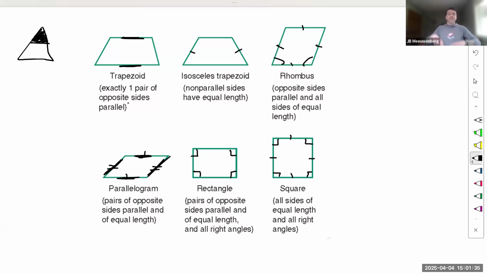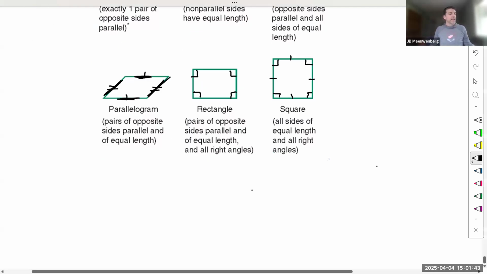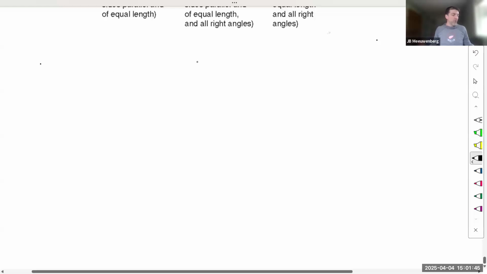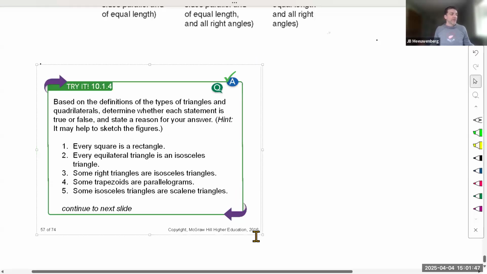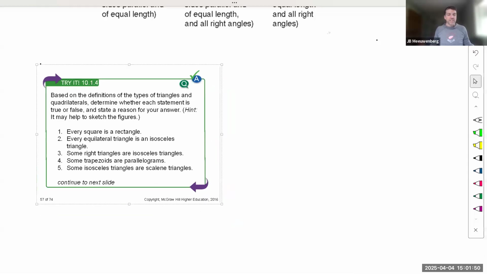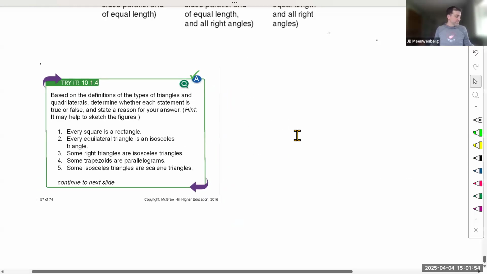So to kind of put a bow on this, we're going to do some true and false questions. I have 10 of them for you. And it's going to be asking questions about all of these different types of figures that we just discussed. And I'm going to put them all up here at once.